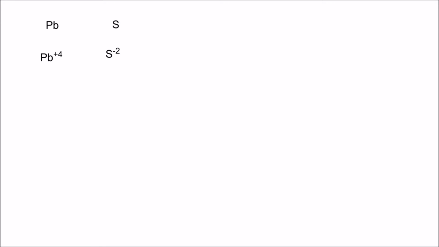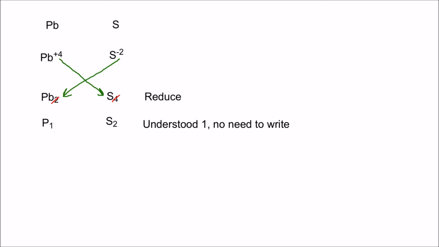Alright, so we're going to bring down our charges here. The next thing that we have to do is crisscross and reduce. So we're going to bring the 4 down to the sulfur and we're going to bring the 2 down to the lead. Okay, so we just did the crisscross, and now comes the reduce part of the system. We have a 2 here and we have a 4 here. Those will go into each other evenly. So the 2 I can divide by 2 and get 1, and I can divide 4 by 2 and get 2. Okay, so I have reduced now, but I have this 1.